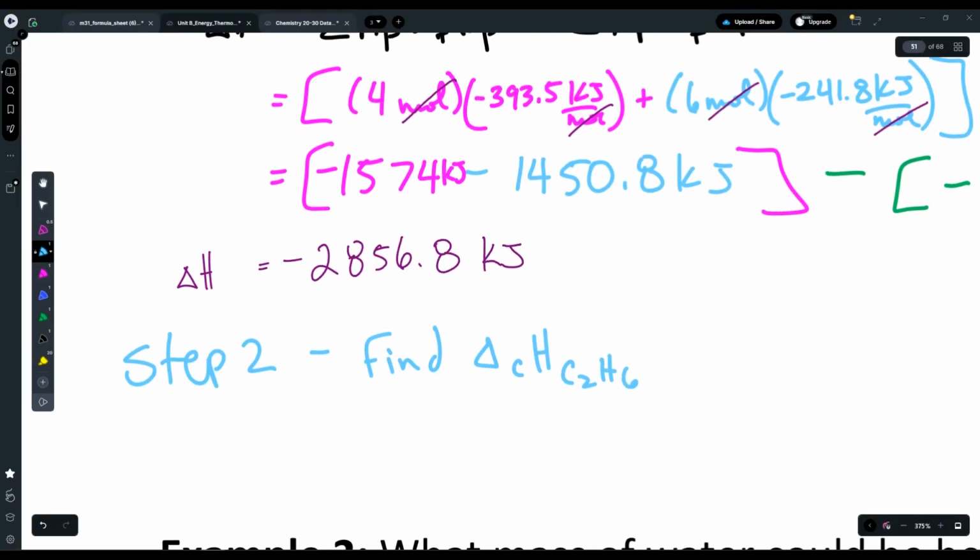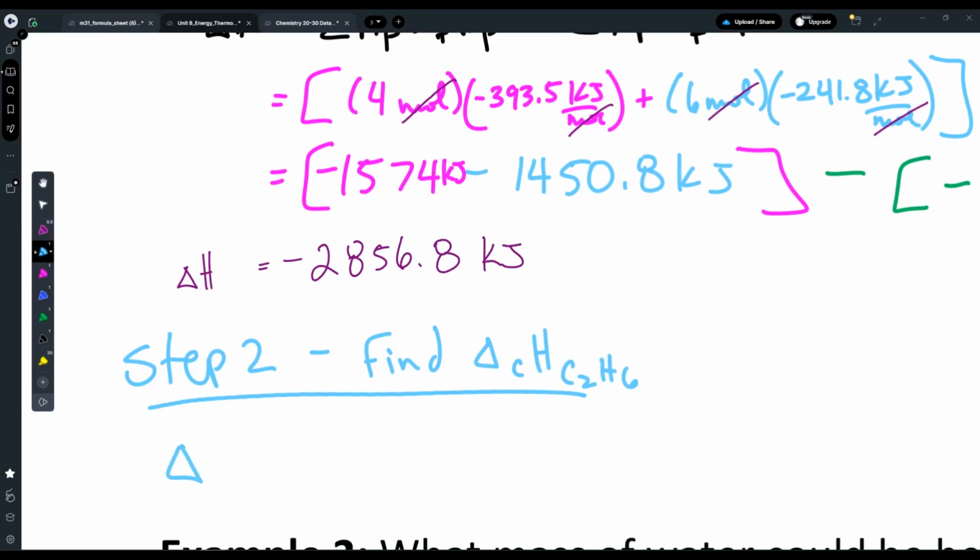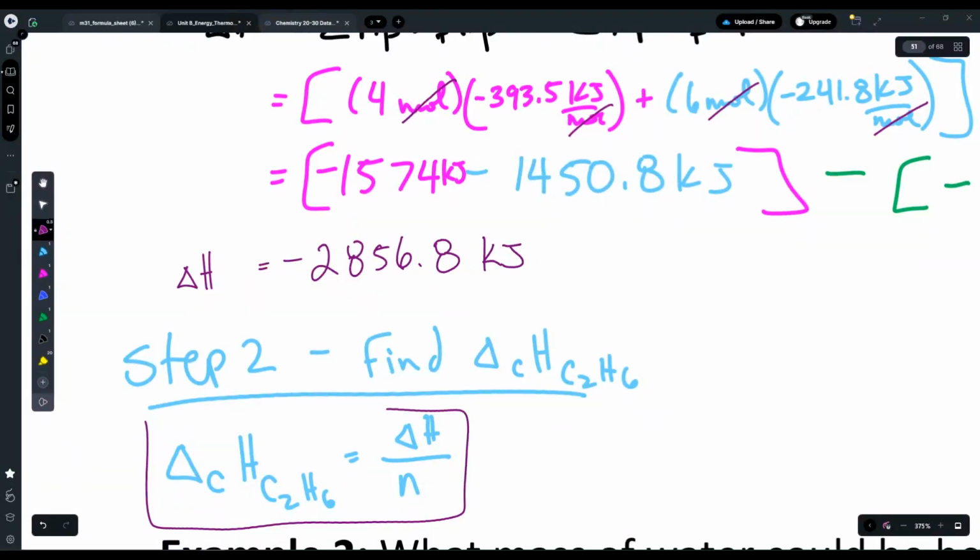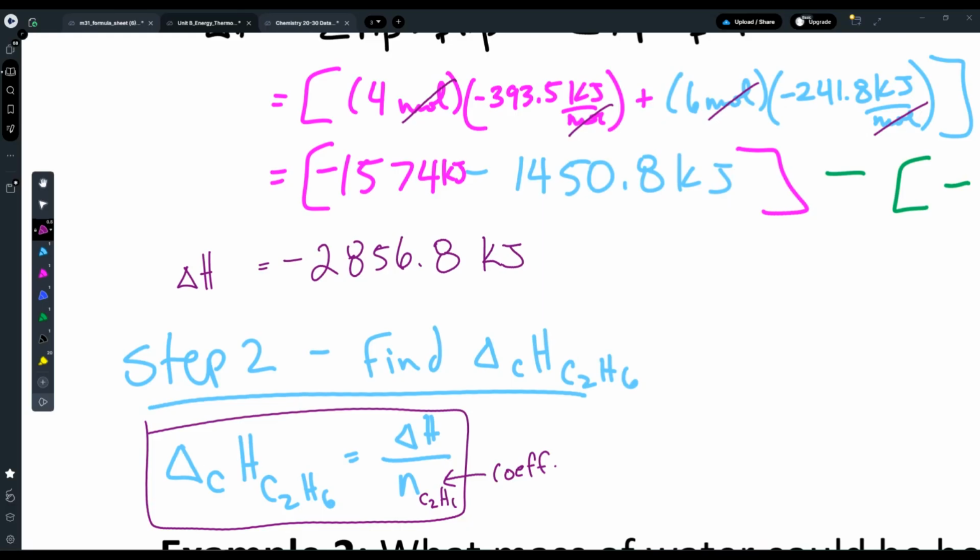Okay, and we're going to use our formula. Our molar enthalpy is equal to change in enthalpy divided by our moles, which is going to come from the coefficient of our balanced chemical equation. And that is the moles of ethane.